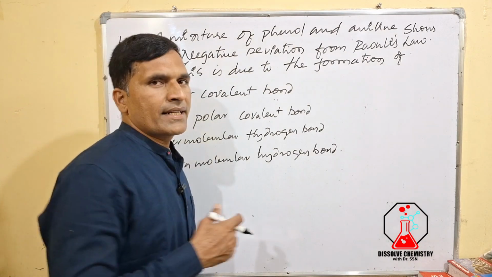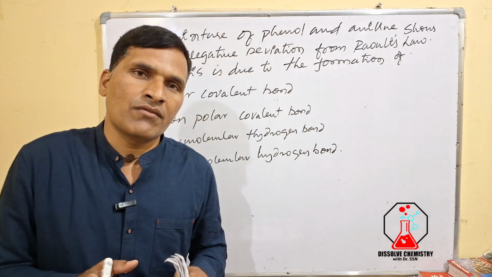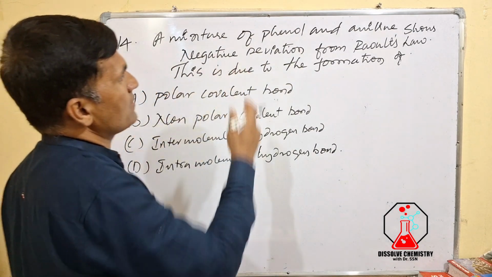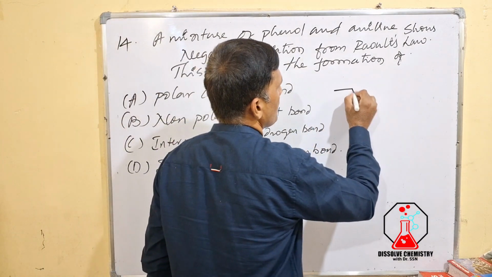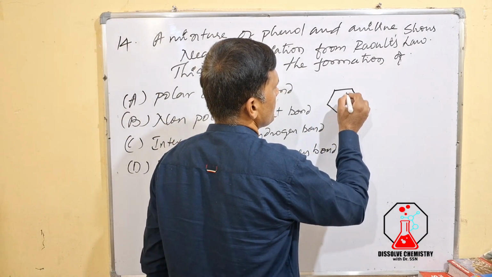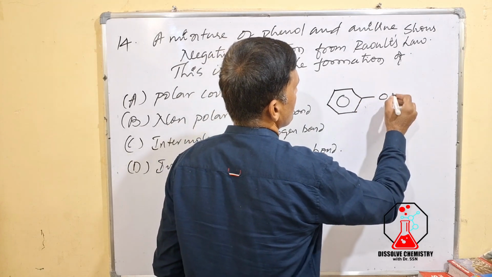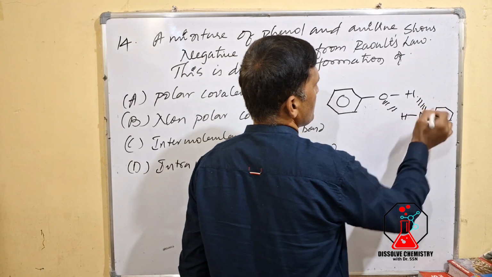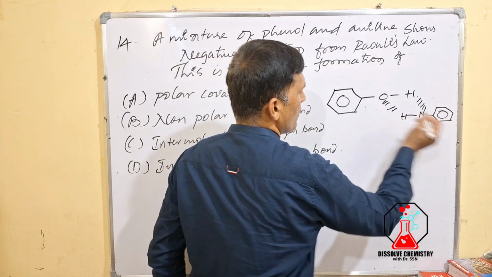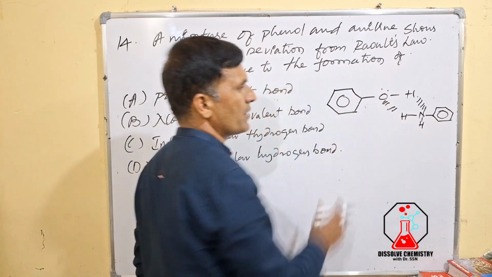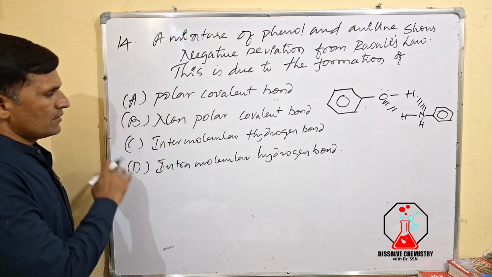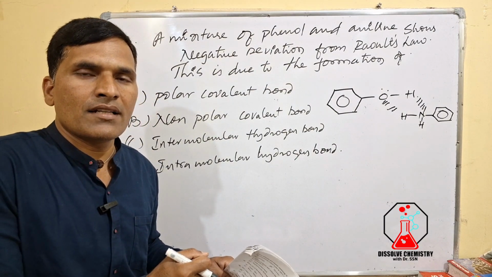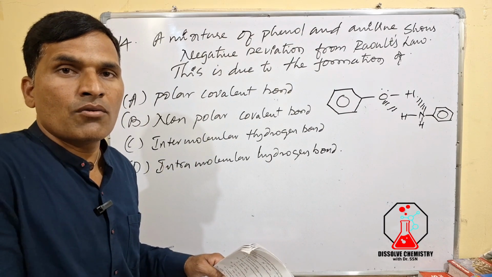So that can happen when the molecules get associated with one another. When that association is possible, I will write the structure of both compounds, phenol and aniline. This is how intermolecular hydrogen bonding exists between phenol and aniline. Because of that, it shows negative deviation, meaning one molecule is attracting another molecule and not allowing it to undergo vaporization.